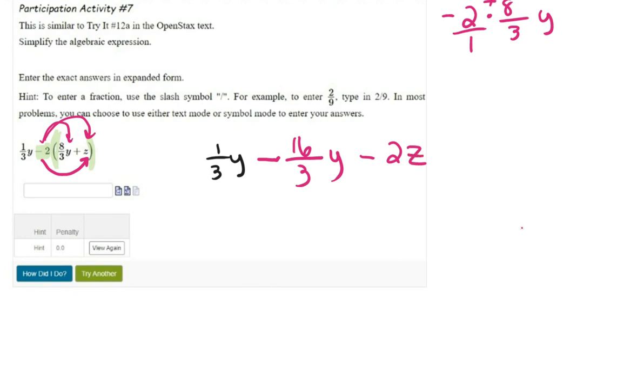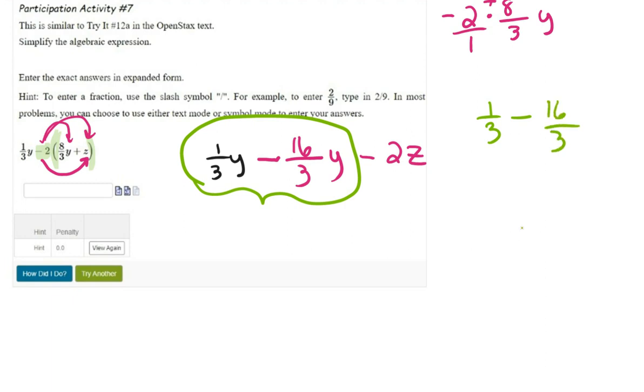And then you can combine like terms. You can add y's with y's and z's with z's. All I have are these two here that are like terms. And I have a 1/3 minus 16/3. Now, when you're adding or subtracting fractions, you have to have the same denominator, which we do. They're both thirds. So the denominator stays as thirds, and you just subtract your numerators.